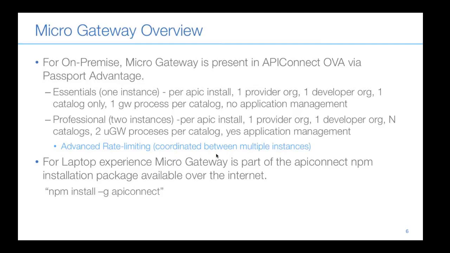The other piece we touched upon is the NPM installation of the API Connect package. So just invoking that line, npm install -g of API Connect, will download off the internet the whole API Connect laptop experience and install it for you.